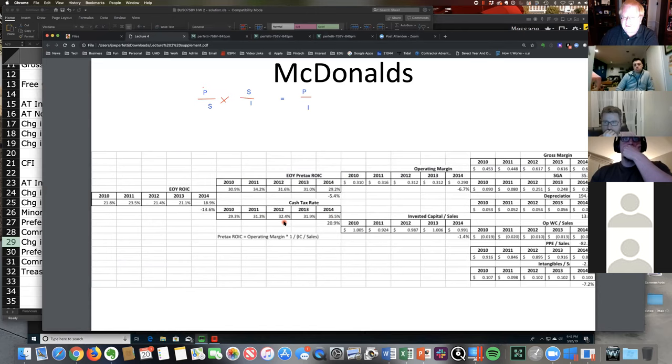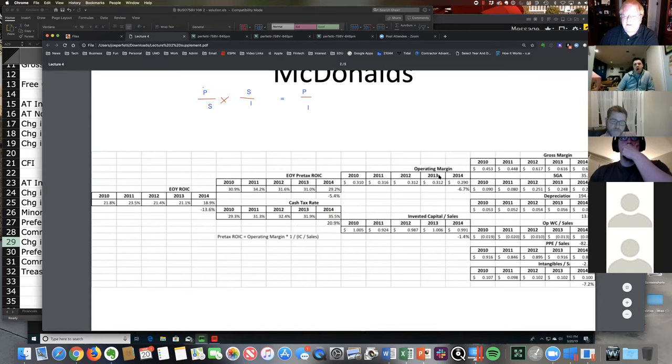Driver one is the tax rate. Driver two is profit over sales. That's the operating margin. Driver three is productivity. That's the S over I. So these two things, this times this equals that. This times this is that. So these two things have equal weight. This, this, and this are the drivers of ROIC. That's why it's called a tree. So we're treeing it out.